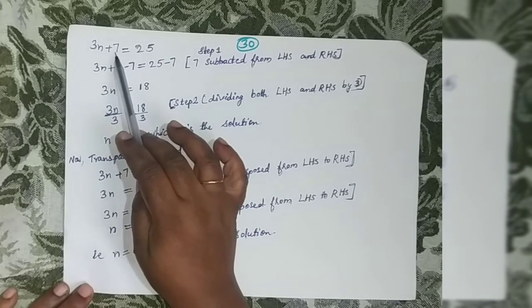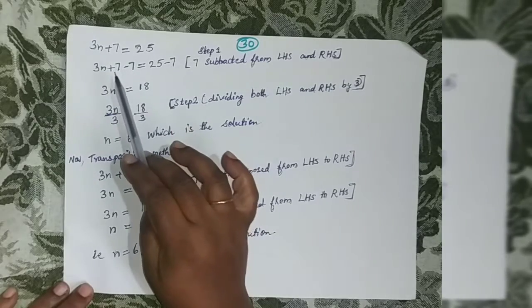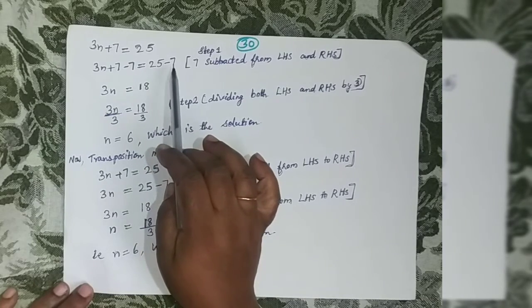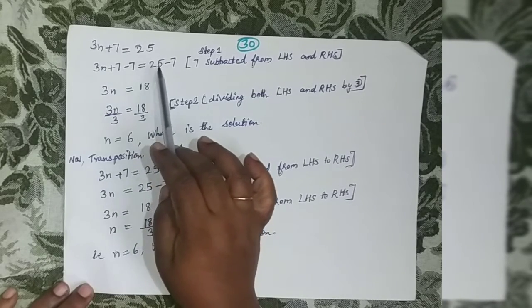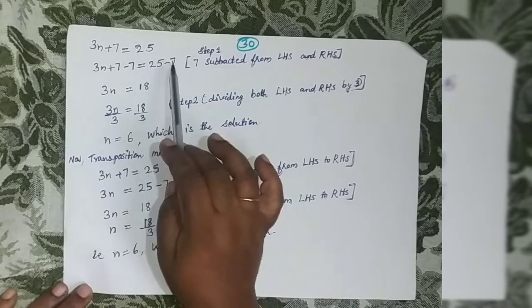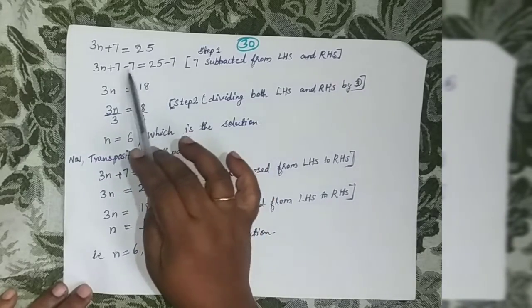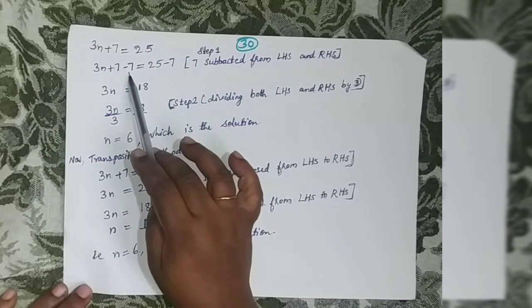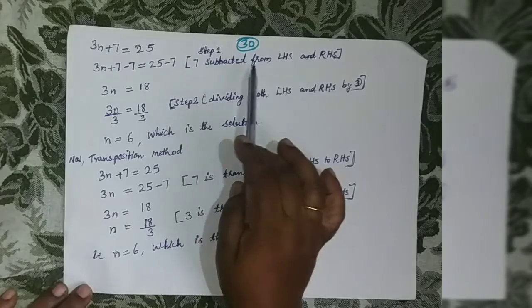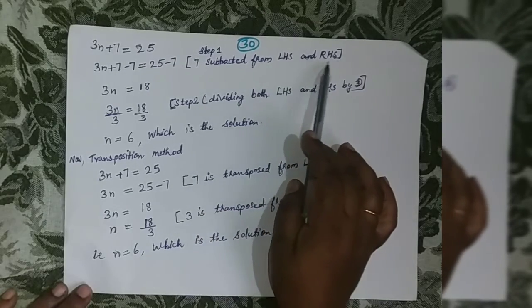So my aim is to remove this 7 from the LHS part. So what I am doing: 3n plus 7 minus 7. The same number we have to subtract in RHS, because the value should not be changed. If we do it only on LHS, it will not become equal. What we do in LHS, the same thing we do in RHS. So step 1 is 7 subtracted from LHS and RHS.